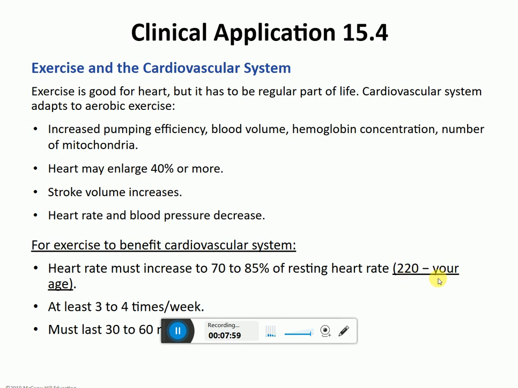So, for example, if your patient is 50 years old, then their heart rate would have to reach 220 minus 50. And that would be their target heart rate while they're exercising. That exercise has to be at least 3 to 4 times a week, and each session between 30 to 60 minutes.